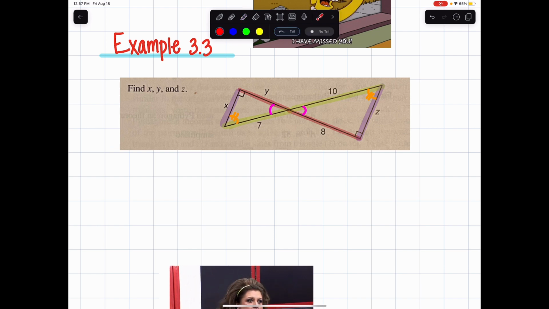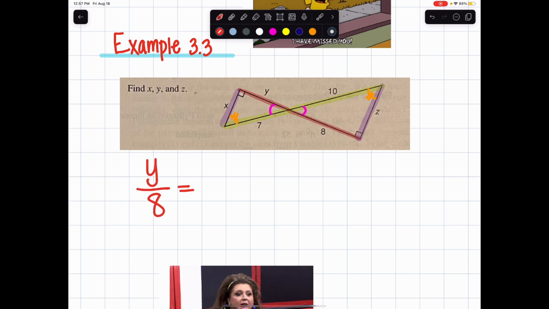As I'm looking at this, I see two unknowns, x and z. So that one's a little tricky. Let's find the y first, because the y goes with the 8, and that one is a known number. So I'm going to say y is to 8 as, now I started on the left-hand side, so I have to pick a number over on the left. I'm going to pick this 7 and 10. Y is to 8 as 7 is to 10.